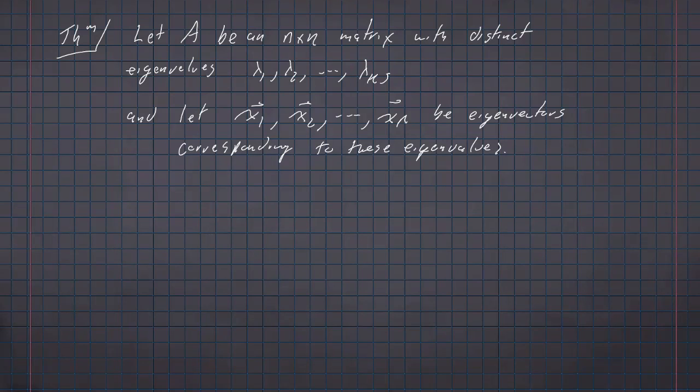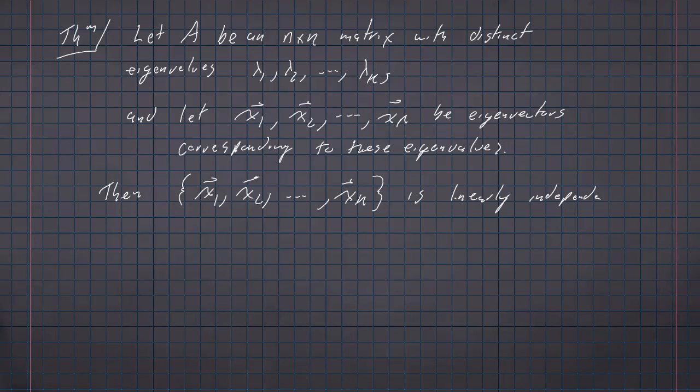And no matter how we choose that, that set of eigenvectors is linearly independent. The proof of this theorem is a little bit esoteric, but it involves one of my favorite techniques, so I'd like to go through it.